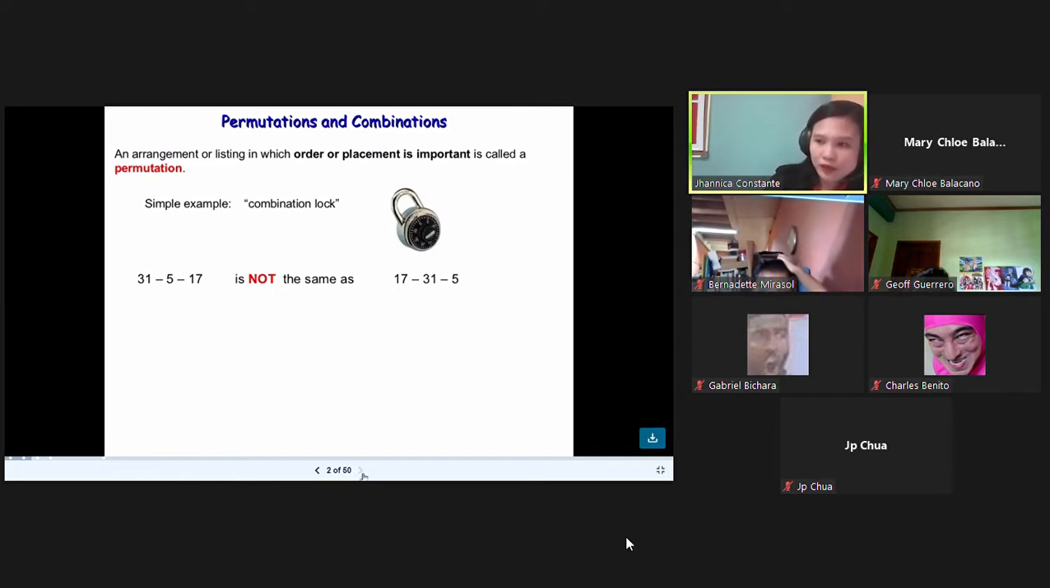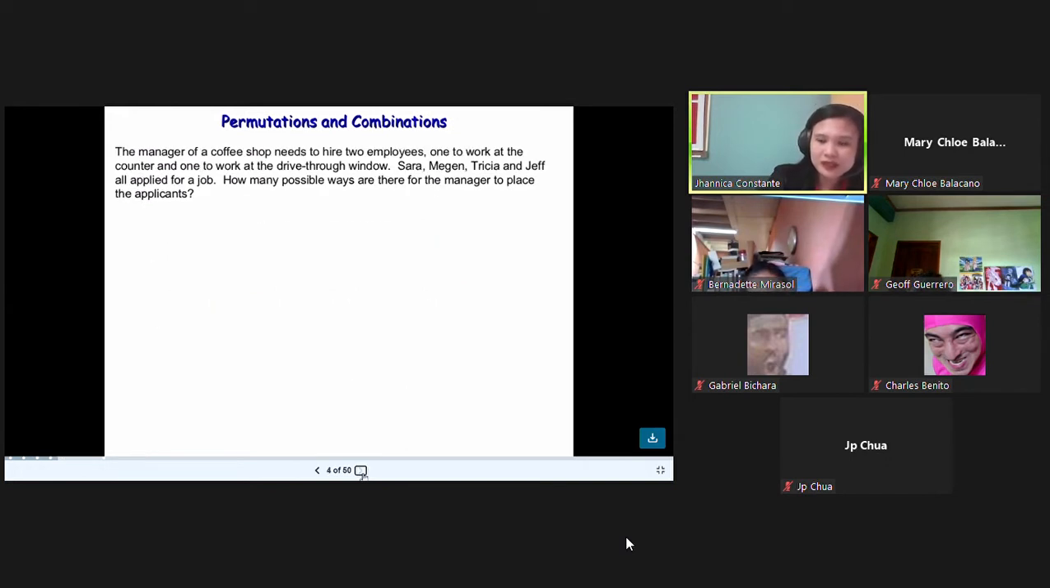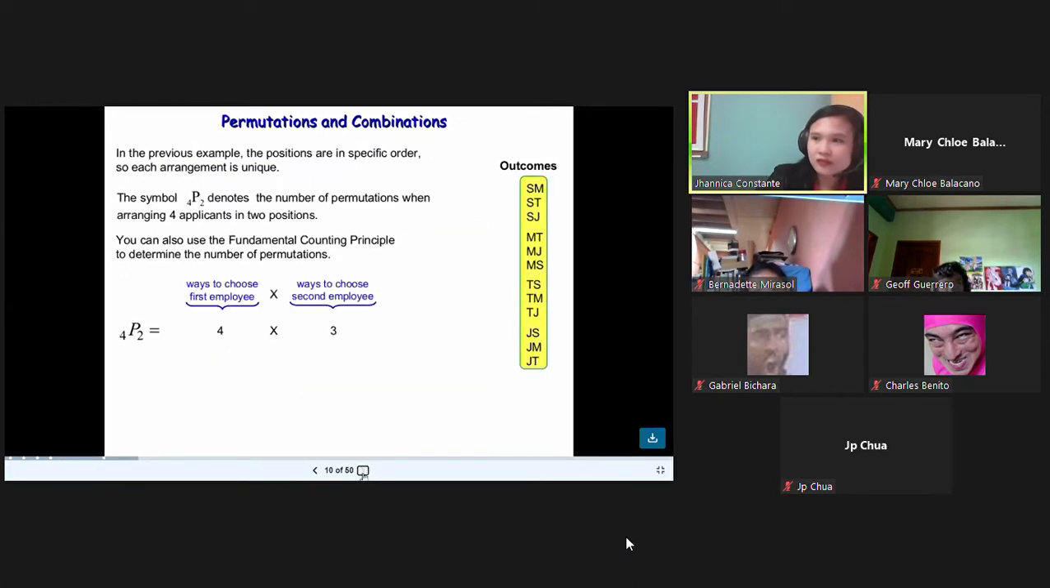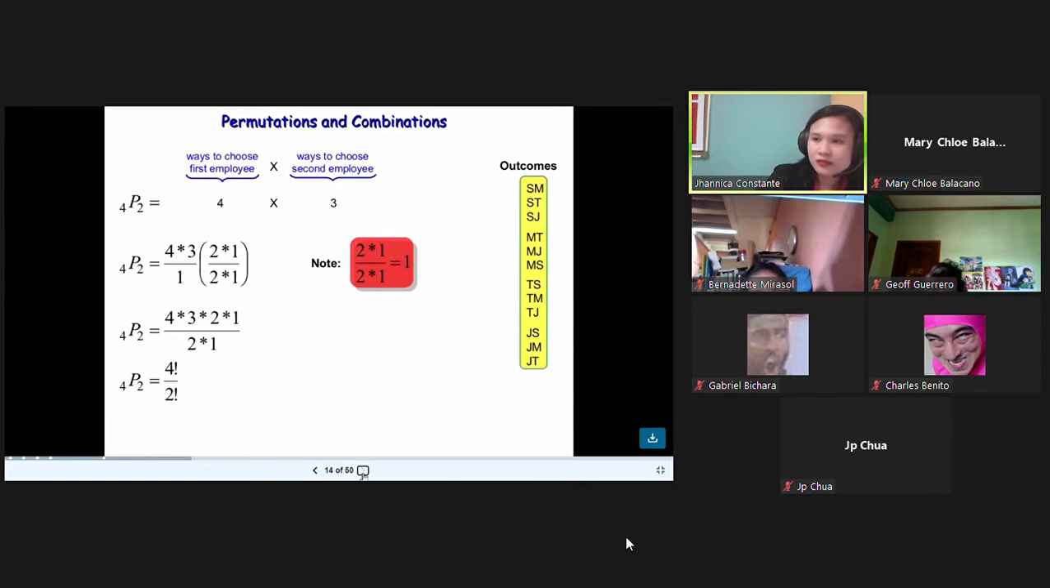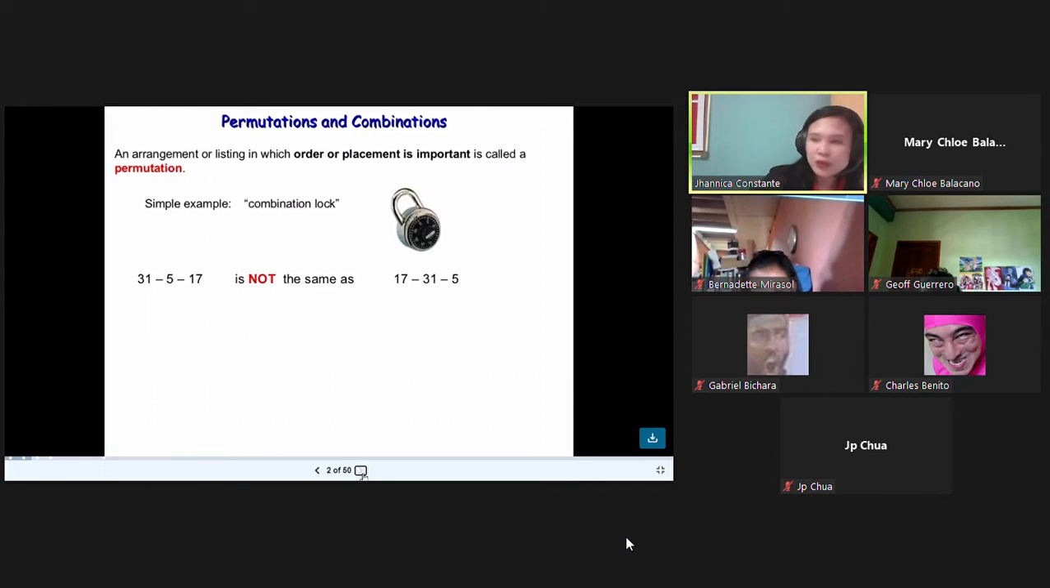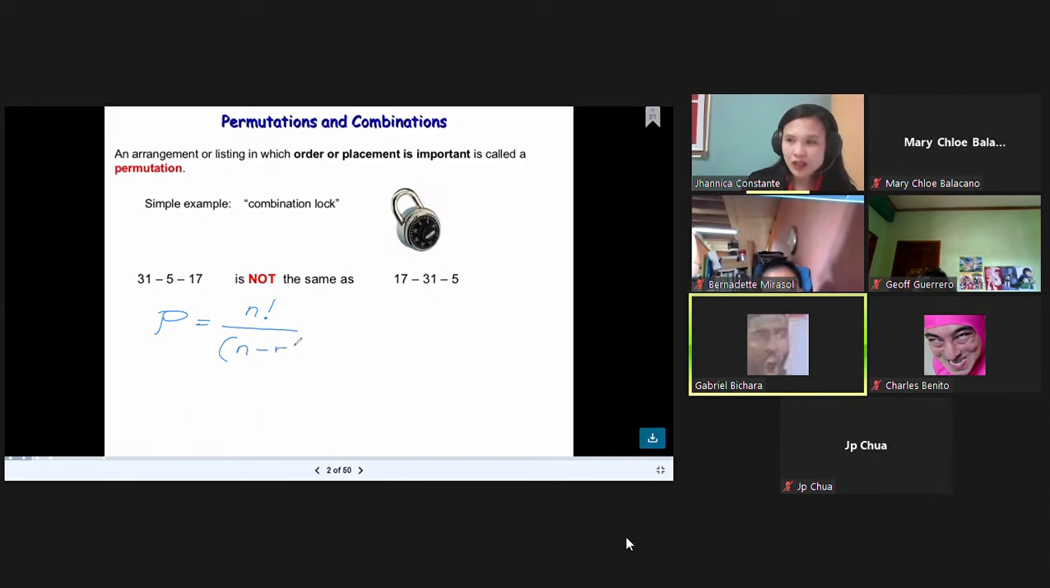We have the formula that we use for permutation. Formula for our permutation is equal to n factorial divided by n minus r factorial.